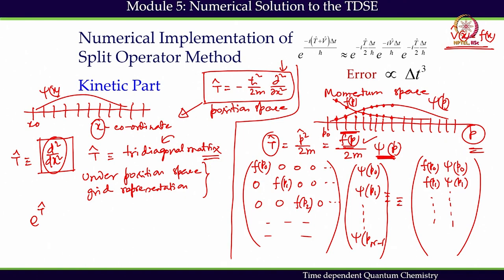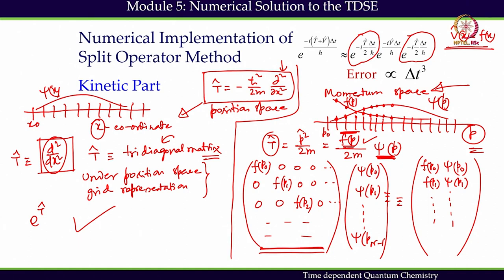So the basic idea of what I have shown here is that if I want to use this part and this part in my calculation, I cannot do it in the position grid. I have to do it in the momentum space. The bottom line here is that in the momentum space, kinetic energy gets a diagonal form. And because kinetic energy gets a diagonal form, we have to convert to the momentum space.